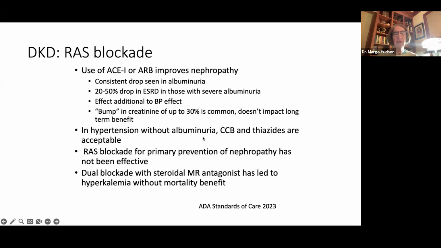In those patients with hypertension but without albuminuria, you don't have to use an ACE or an ARB. You can use a calcium channel blocker or a thiazide. You would think that doing RAS system blockade for primary prevention would be effective, but trials have not proven that, so it's not recommended. And dual blockade of the renin-angiotensin system by adding an MR antagonist has led to hyperkalemia without mortality benefit. So also not recommended.